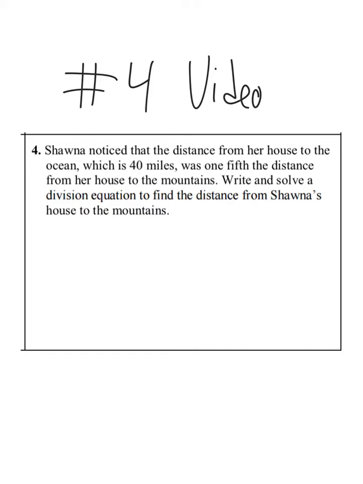Okay, here's the answer video for number 4. It says, Shauna noticed that the distance from her house to the ocean, which is 40 miles, was 1/5 the distance from her house to the mountains. Ooh, this one's hurting my head already. Write and solve a division equation to find the distance from Shauna's house to her mountains.